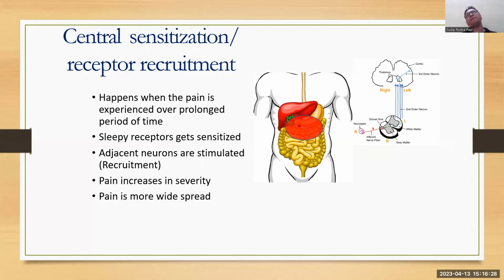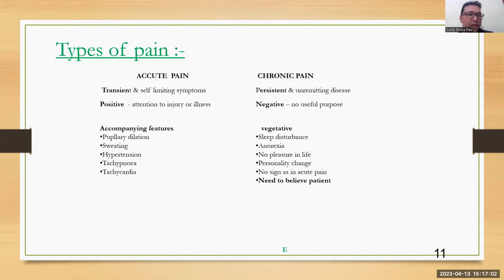The same thing the pain also does. Whenever the pain starts and that pain is not getting your concern, then the pain will start recruiting the other peripheral sensory nerve endings also. So it's called central sensitization or receptor recruitment, and the pain intensity will increase. Now, what are the types of pain? Of course, there is acute pain and chronic pain.